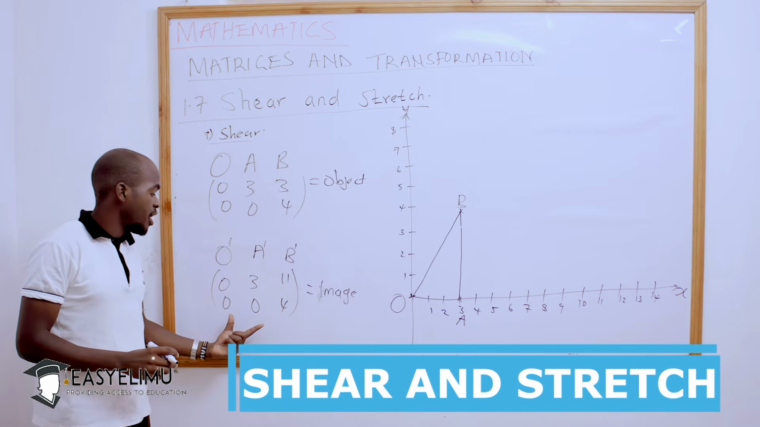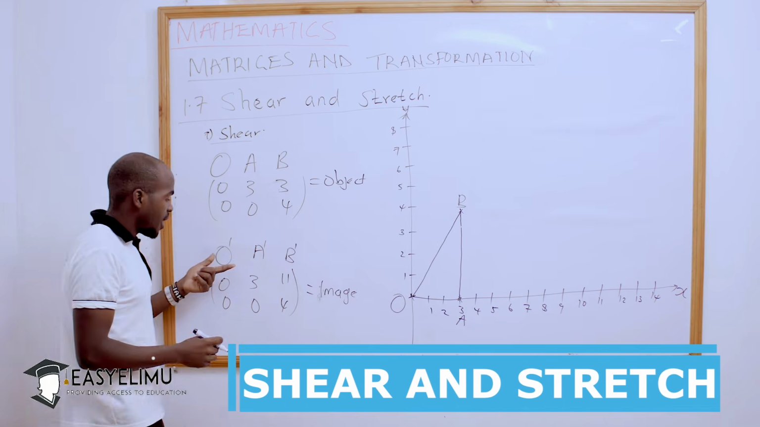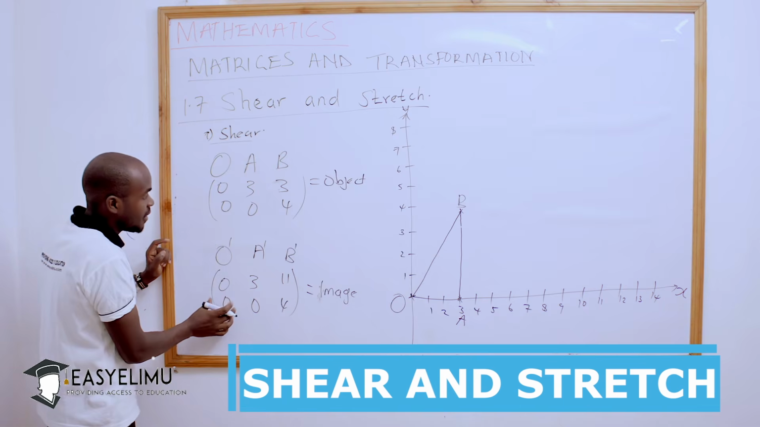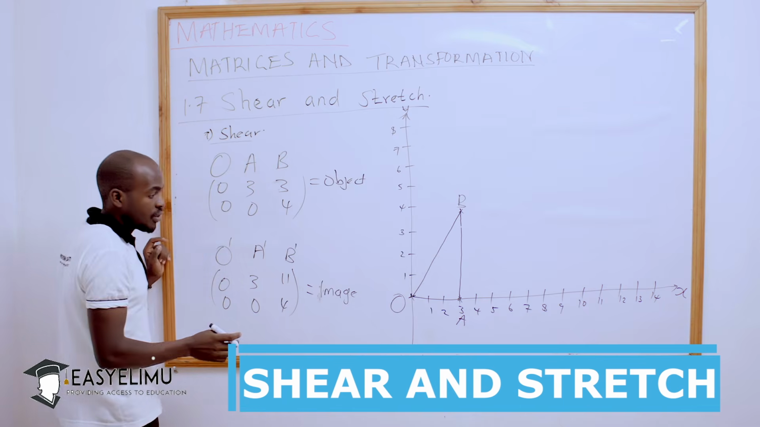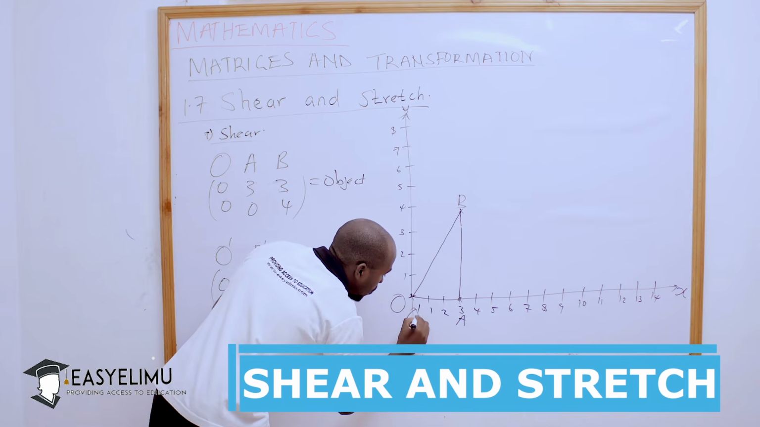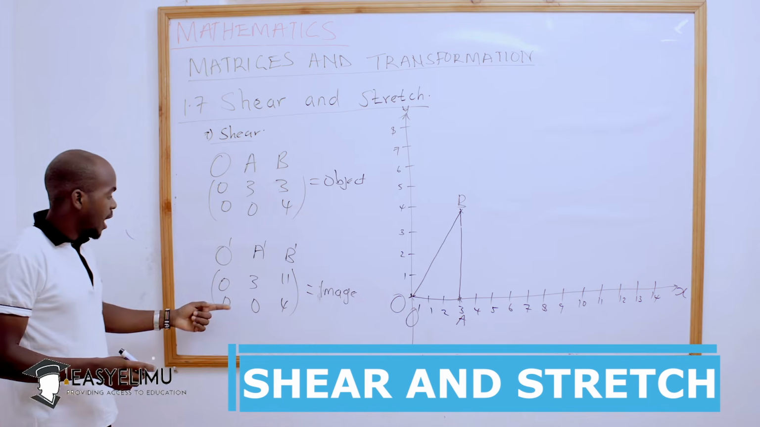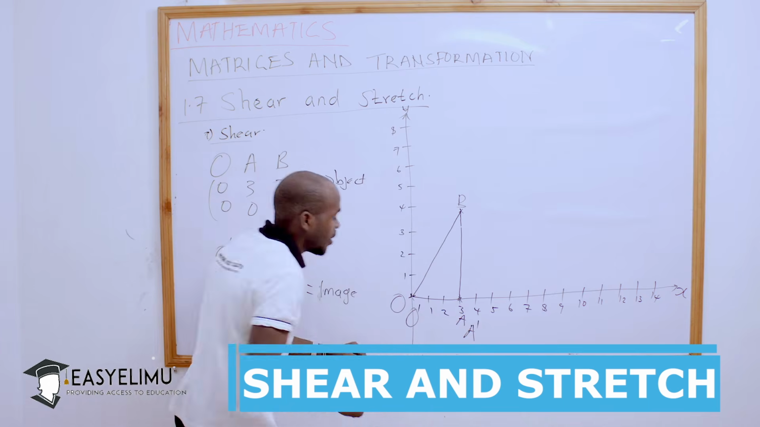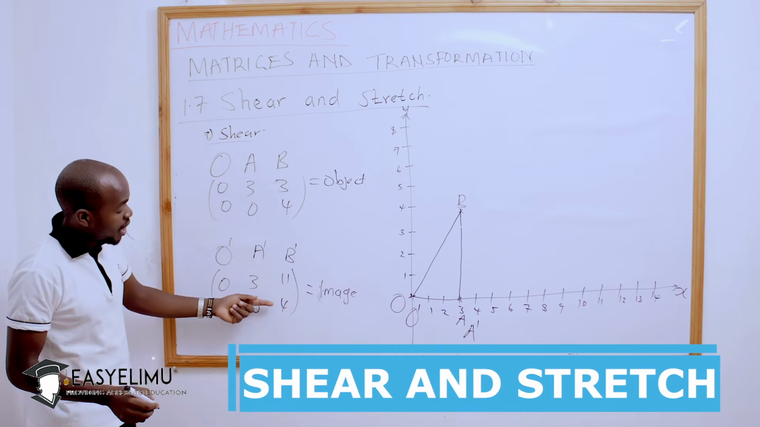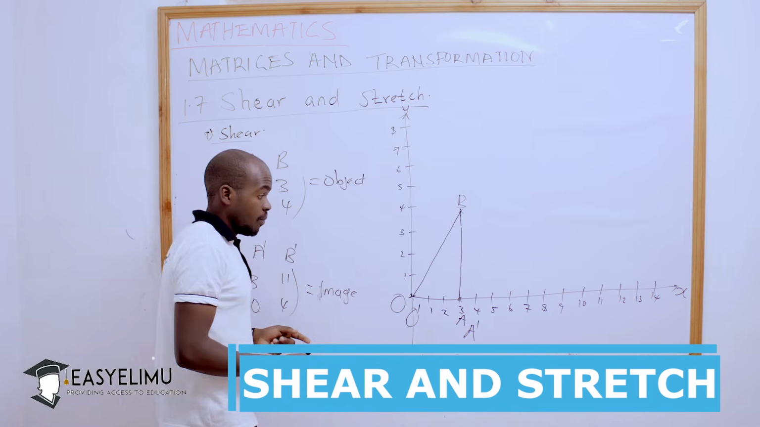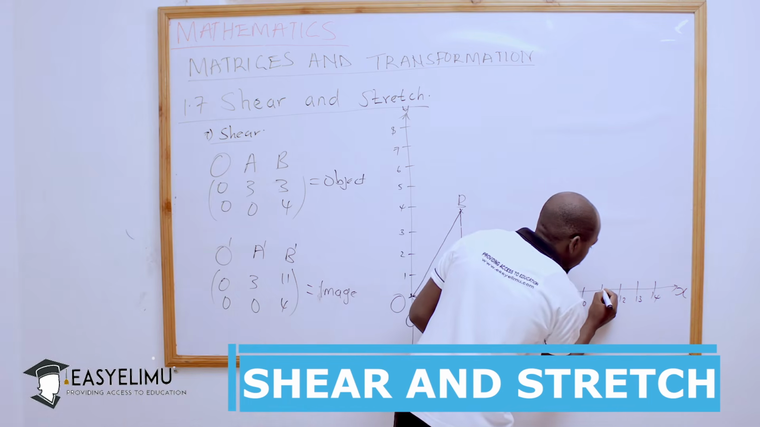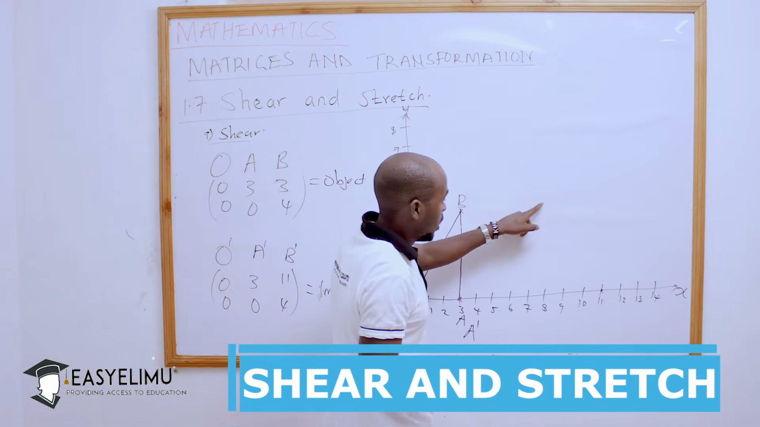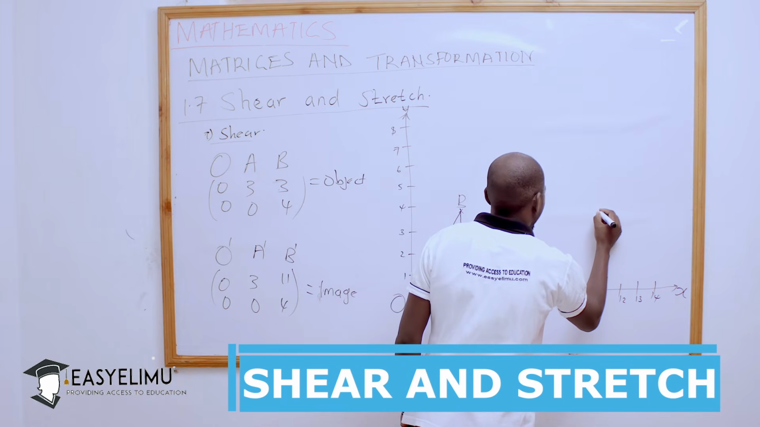Now we have to draw the image, and you will find that the first point is the same as the object's point, so it will remain here. That is O prime at that point. And then A prime is the same, which shall remain there. But B prime now changes to 11, 4, at this point.